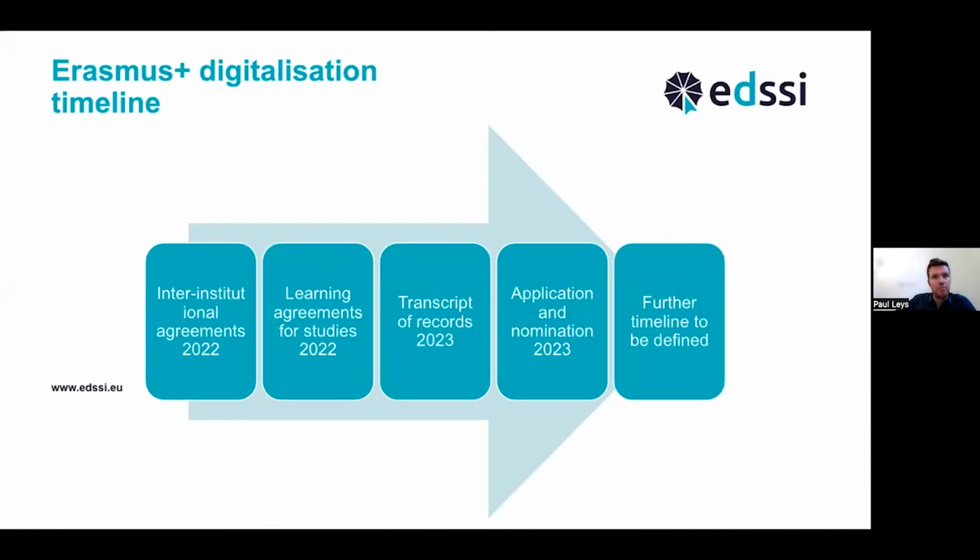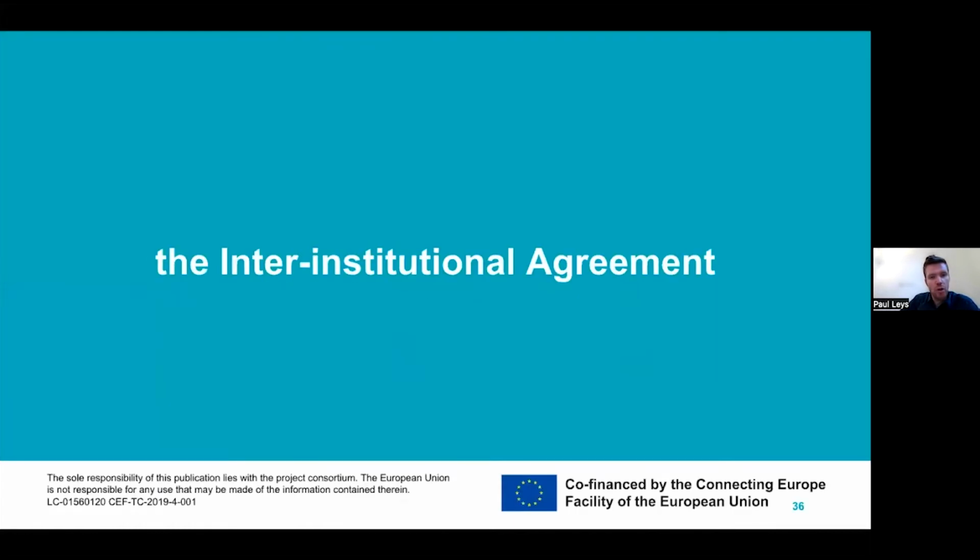When it comes to monitoring from the national agencies, the EDSSI monitoring guidelines will be published. I think that it should be at any moment. So there you can also have an indication on how strict they will be in terms of whether all interinstitutional agreements should be signed via EWP, or all learning agreements, and so forth and so on.